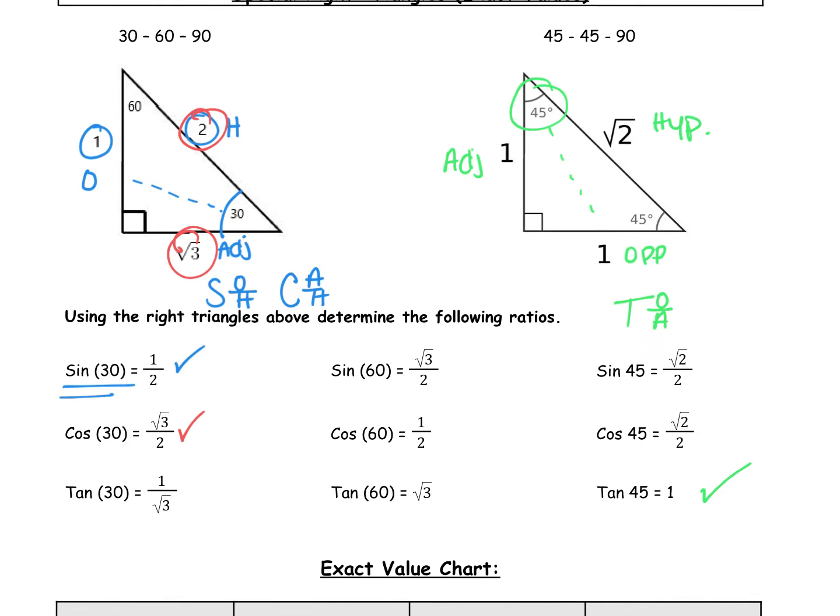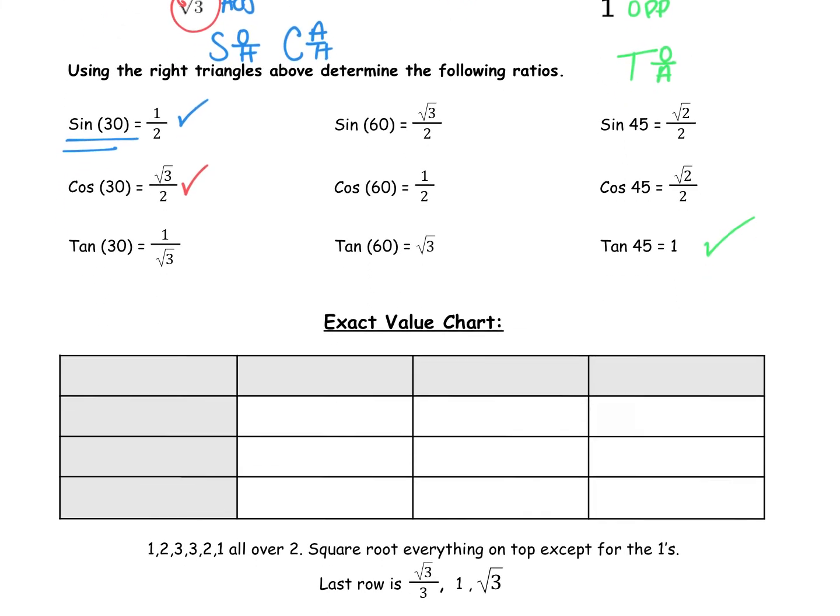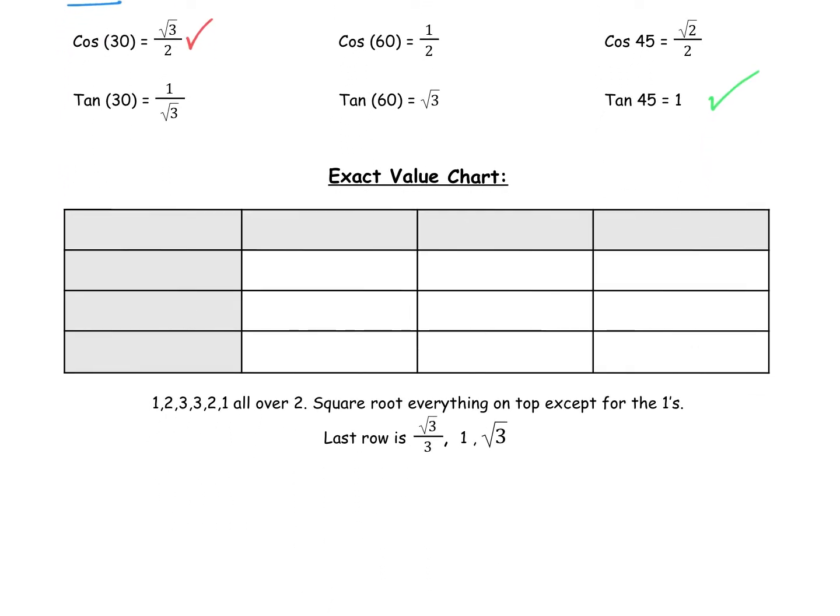So you have a choice when it comes to Algebra 2. You can choose to memorize these special triangles. And if I ask you for tangent of 60 or cos of 60 or any of these, you would have to do SOHCAHTOA every single time. So to me, that's a lot of work. So there's a nice little trick that I can show you to make an exact value chart that we can use. So let's talk about how it works.